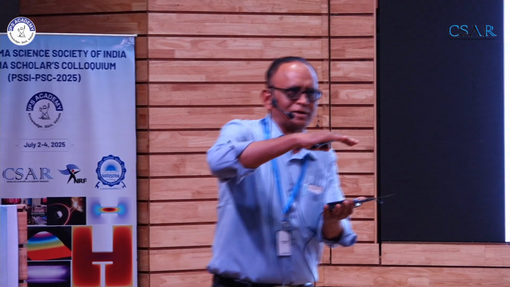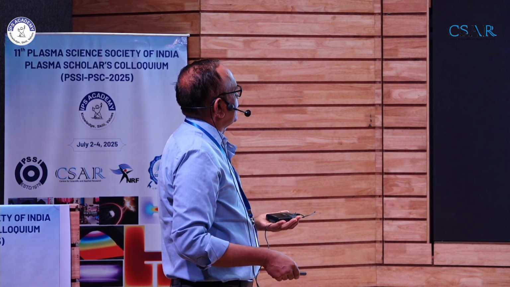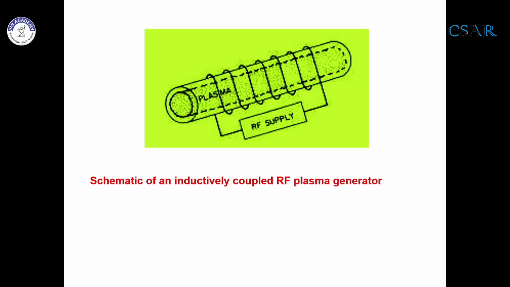I have shown you capacitive coupling. That is, you have one electrode, you have another electrode. You put the RF generator on one electrode, the other electrode is grounded, and that is how you have coupled the power. Now there is another type of scheme where you have a dielectric tube, and on that you wrap a copper coil and you feed your RF supply to that copper coil.